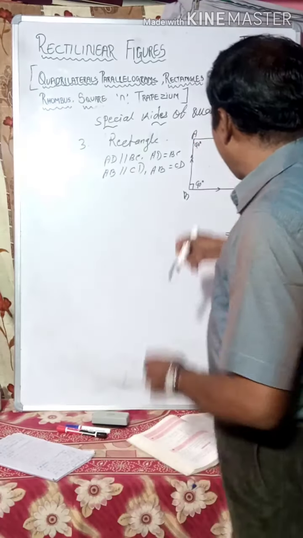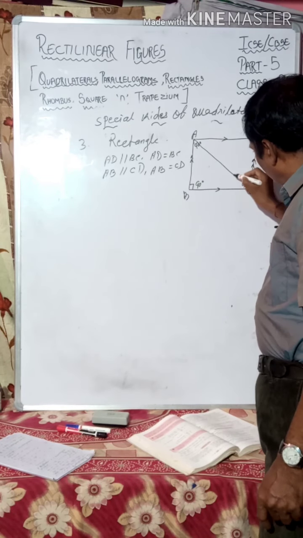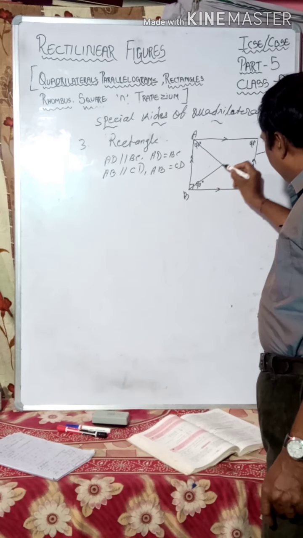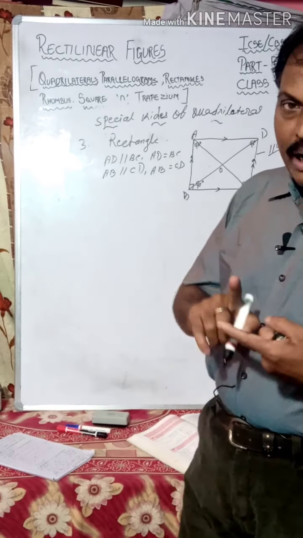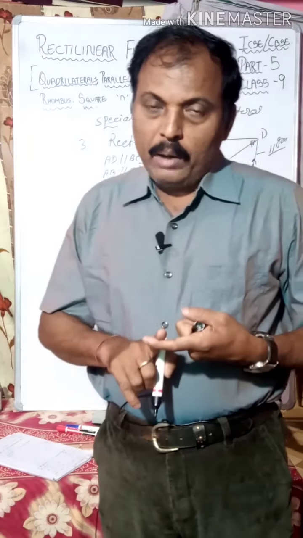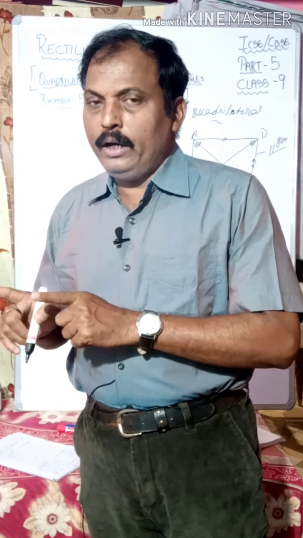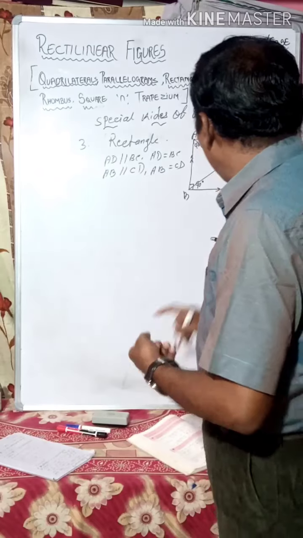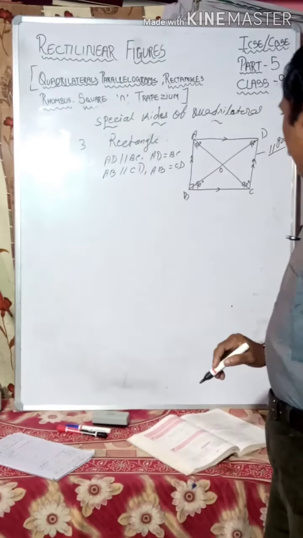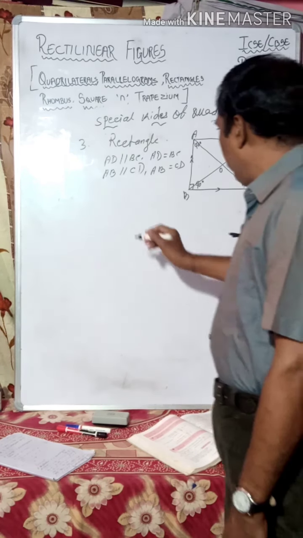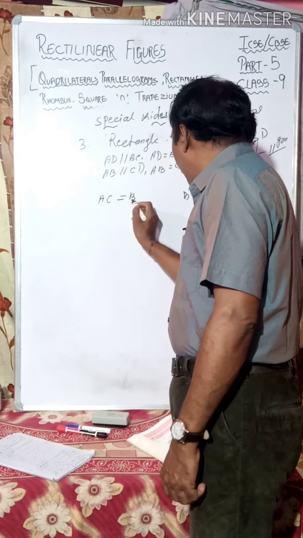So in this rectangle, according to the parallelogram, the diagonals AC and BD bisect at O due to the parallelogram property. So we need not write that point, we will write the next point. As it is a rectangle, the two diagonals are equal. AC is equal to BD.